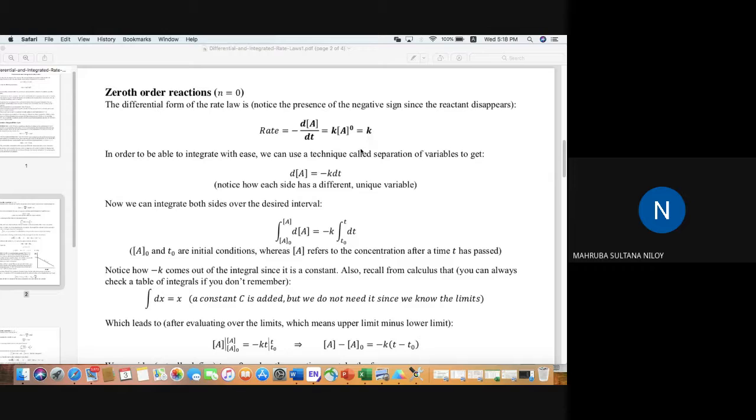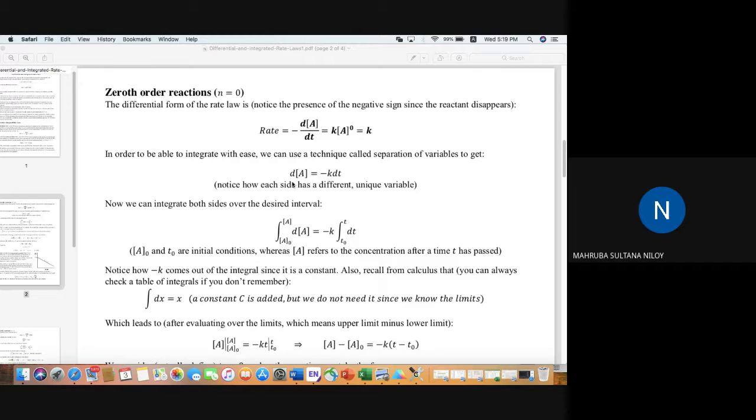And then we can rearrange this equation. We bring this dt to the right hand side, then we can write it something like this. And then we multiply both sides by negative 1. Okay, then what we get is dA equals minus k dt, right? Yes, sir.